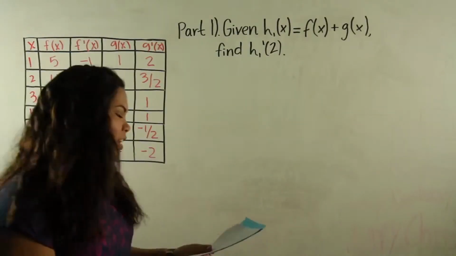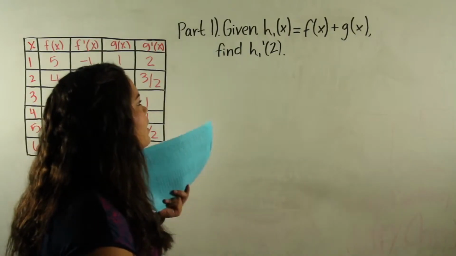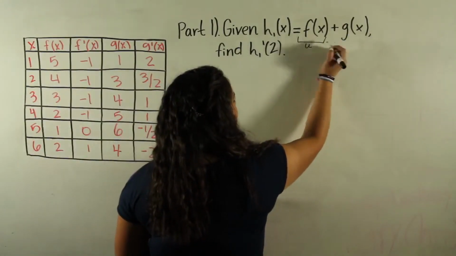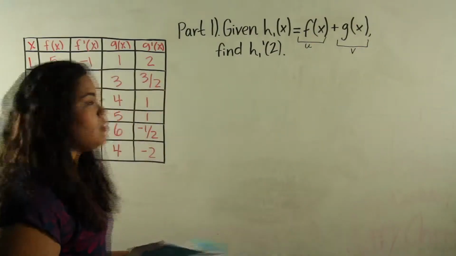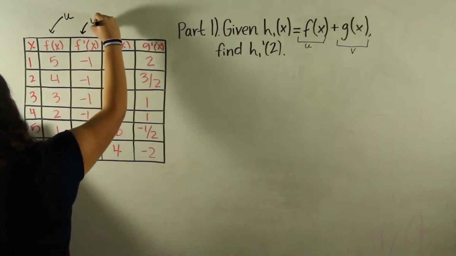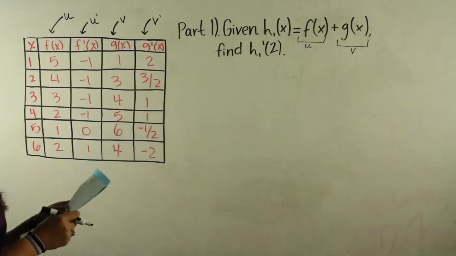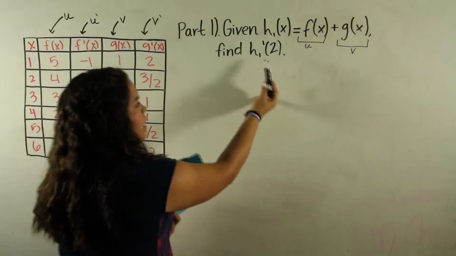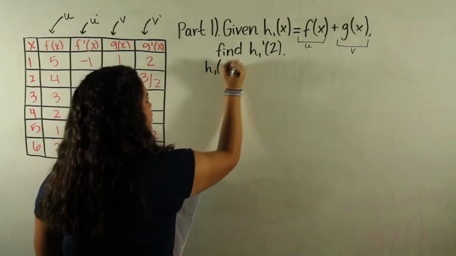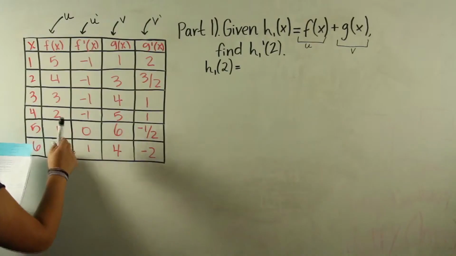Okay, so we're going to be starting on part 1, and it's telling us that given h1 of x equals f of x plus g of x, find h1 prime of 2. So our first step is we're going to label. We know that this is u and this is v. So I'm going to label the table too. This is u. This is u prime. This is v. And this is v prime. Okay, so first step's going to be h1 prime of 2. We're going to find out what h1 of 2 is. So h1 of 2 equals, when x is 2, f of x is 4.